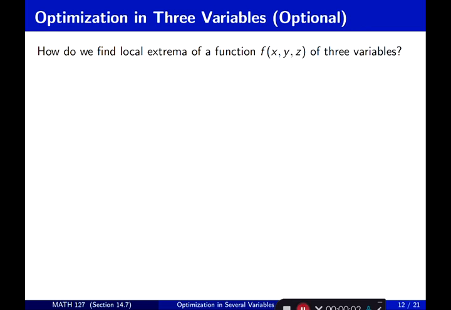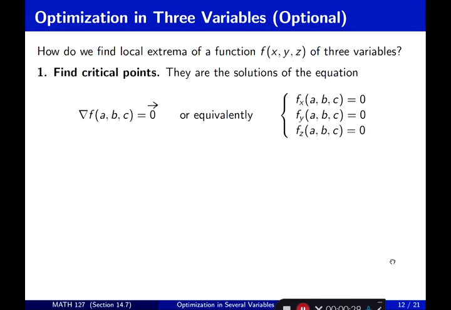We're continuing with section 14.7, optimization in three variables. This is an optional part. The emphasis of the course is to optimize functions of two variables, but we want you to have a little bit of flavor of three variables or more. How do we find local extrema of a function f of x, y, and z of three variables?